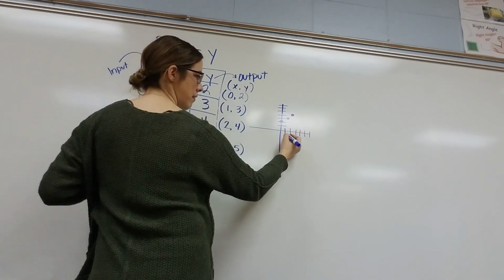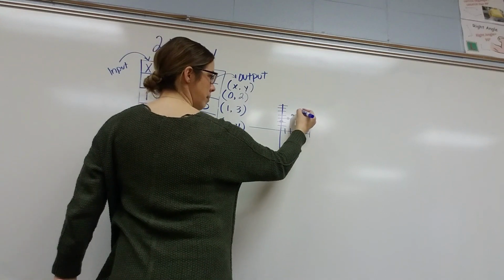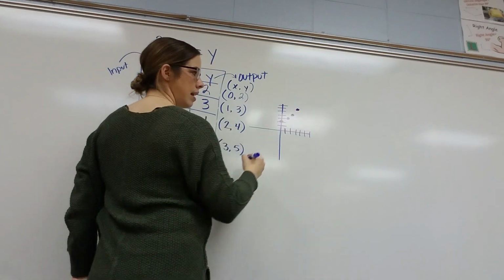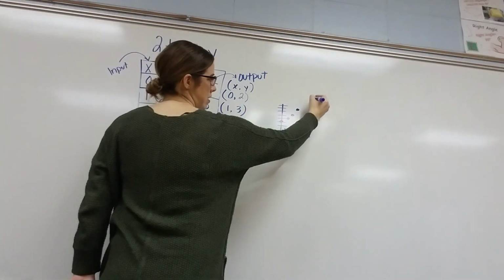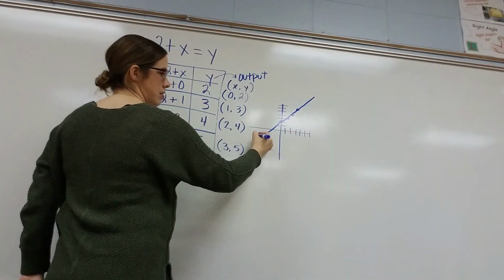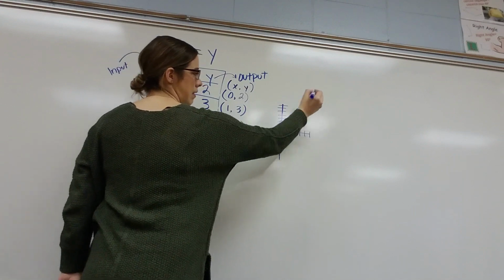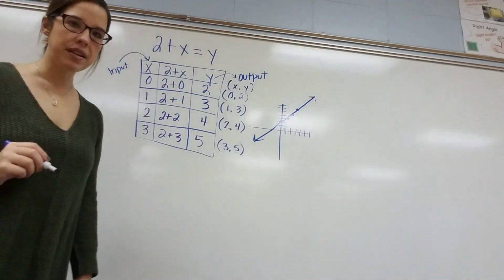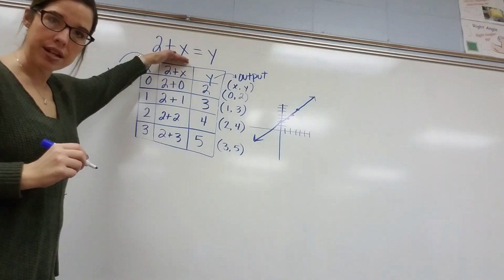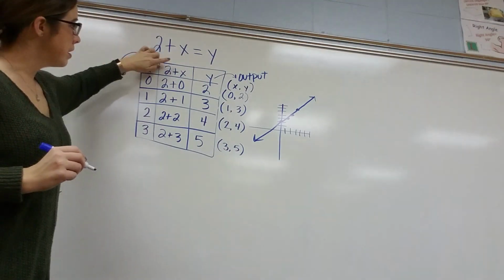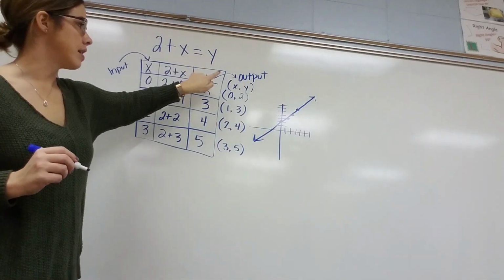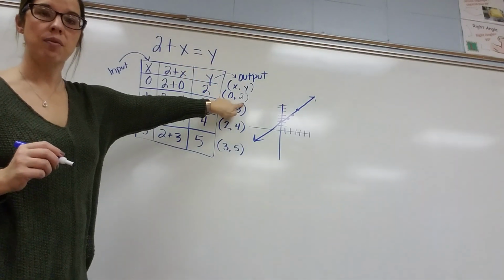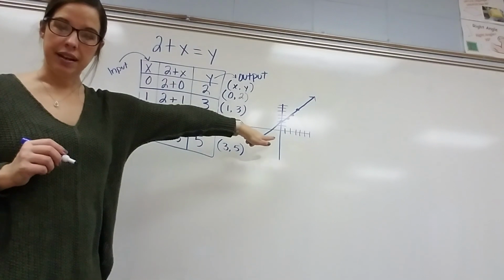And then 3, 5, over 3, up to 5. Okay? So you have your points. Then, all we have to do is draw a line straight through them. Okay? This is called a function. So you have your rule, your equation. You input a number in for x to get your y, and then you have your ordered pair of x and y, and then you go and graph it.